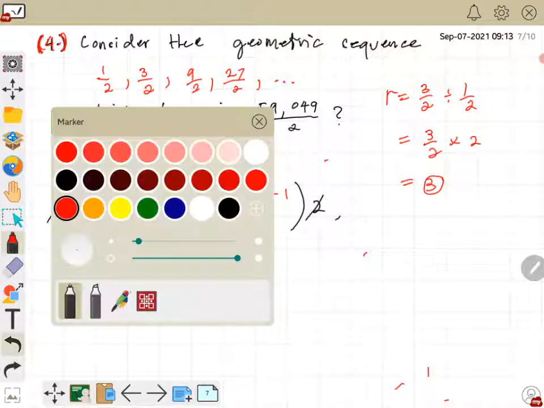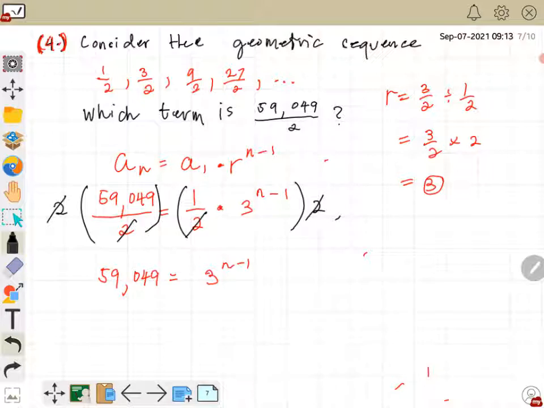This is the time that we are going to express 59,049 in base 3. What would be the exponent of that? Because our right side is also in base 3, the same as a while ago. Okay, so let's do trial and error using our calculator. We can say 3 raised to 9 is 19,683. 3 raised to 10 is 59,049. So this is 3 raised to 10.